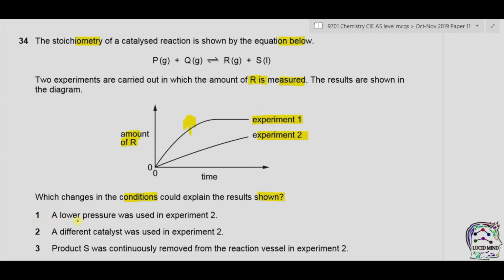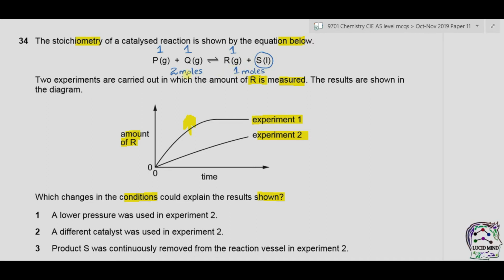1. A lower pressure was used in experiment 2. Let's look into the number of moles of reactants and products. In the reactants we have 1 mole of P and 1 mole of Q. So in total there are 2 moles of reactant present as gases. And in the product we just have 1 mole of R, while S is in liquid form, so there is no effect of pressure on S. So only 1 mole will be considered in the product.